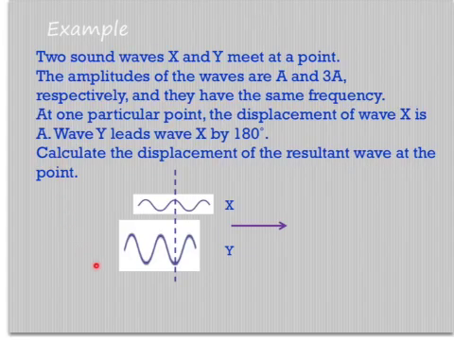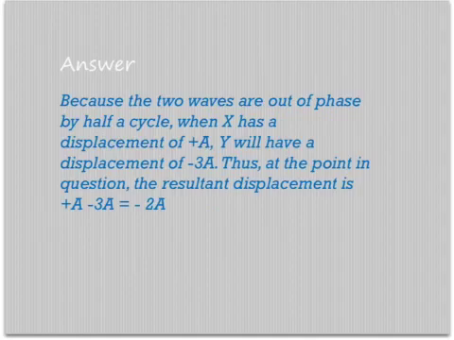Here is an example of adding two sound waves, X and Y. They both have the same wavelength, you can see that, but different amplitudes. This one is 1A, this one is 3A. Another thing is they are out of phase, half a cycle out of phase, or 180 degrees out of phase. So the crest of one meets up with the trough of the other. So 1A plus -3A, and the answer is on the next slide. Using simple arithmetic, you find that the resultant displacement is -2A.